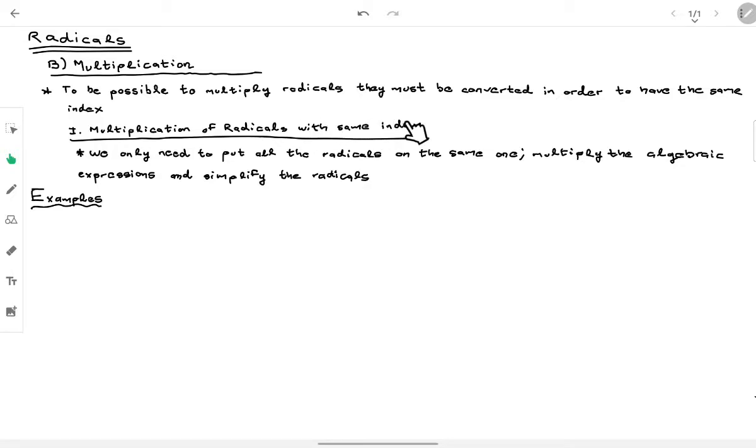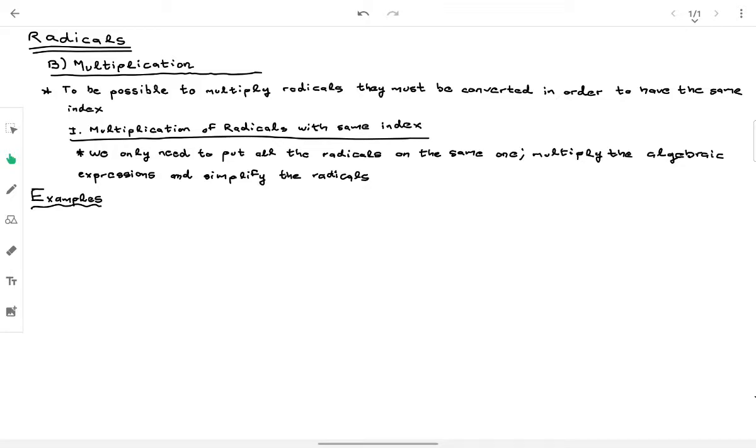So when they have the same index, it's very simple. We only need to put all the radicals in the same one because it's a multiplication. So we will multiply all the radicals because they have the same index. We can put them inside a same radical. We will multiply the algebraic expressions, and we will be able to simplify something inside the radical, or maybe we can take out something from the radical. It's possible. So that will be multiplication of radicals with the same index.